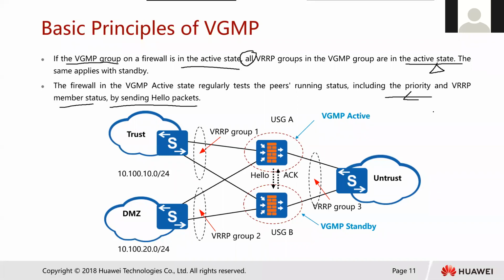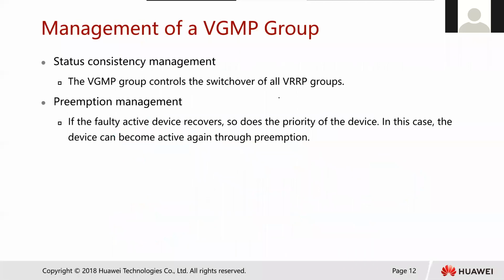So this comes to another concept. We call it priority. So the VGMP's main function is that if the VGMP is active, the VRP groups in this VGMP group will be active. The same applies to standby. So this is VGMP. VGMP is used for switchover control.